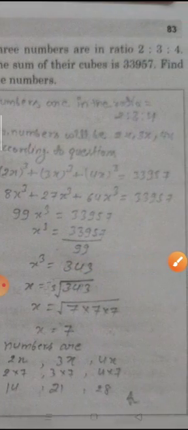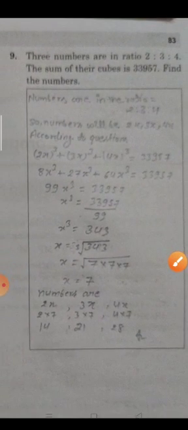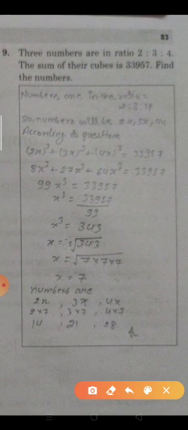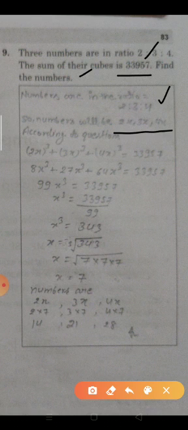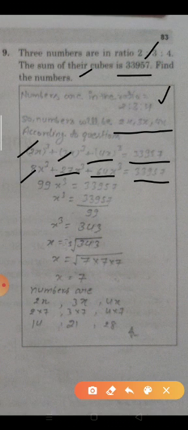Question number 9. Three numbers are in the ratio 2:3:4. The sum of their cubes is 33,957. Find the numbers. So student, the given ratio is 2, 3, 4. The numbers are 2x, 3x and 4x. According to the question, (2x) cube plus (3x) cube plus (4x) cube is equal to 33,957. So now after cubing, 8x cube, 27x cube, 64x cube is equal to that number.